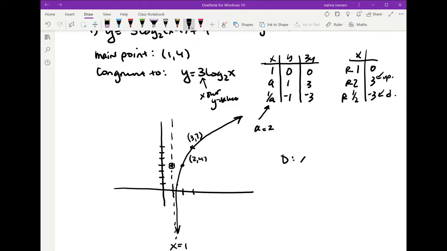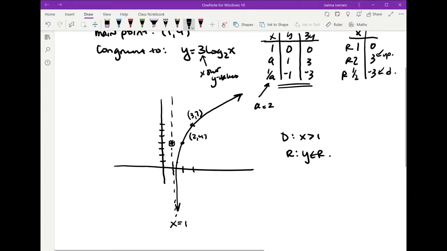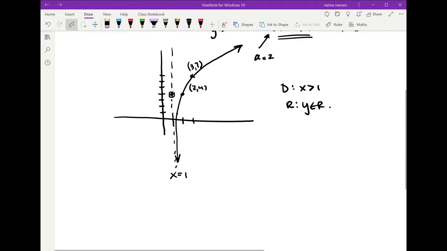My domain for this would be x is greater than 1. My range would be all real numbers, what we're dealing with. So the tricky part is to use this sort of staggered table of values where we're doing our transformation afterwards.